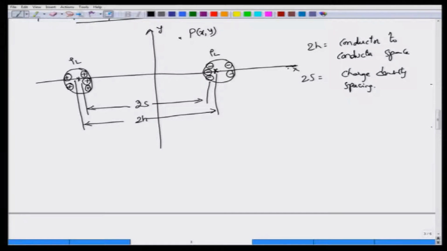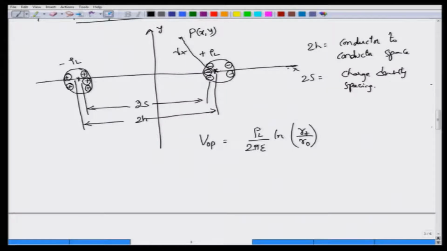Considering only one cylinder at a time, let us say the plus rho L cylinder, the potential with respect to a certain reference point or the origin will depend on the distance r plus from the point S where the line charge is located to the point P of xy. This potential we already know for the cylindrical case: rho L by 2 pi epsilon log of r plus by r 0. Here P stands for potential at point P.